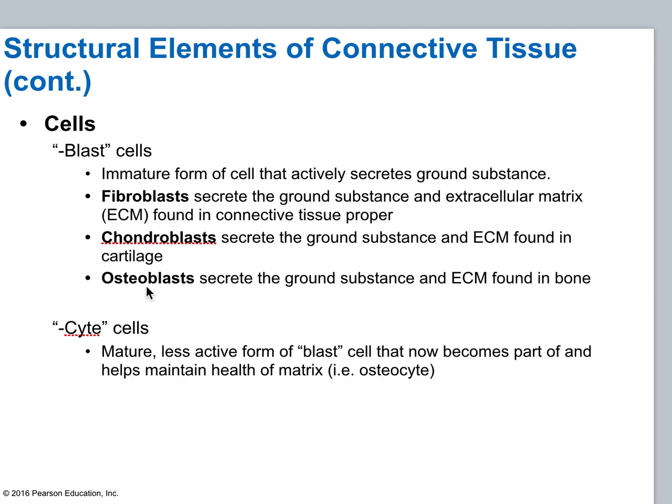The other major class of cells are the cyte cells. By cyte, I mean the suffix of the type of cell. For example, osteocyte. We said osteoblasts are the ones that secrete the ground substance. Osteocytes are the less active blast cells that have now become a part of the matrix.